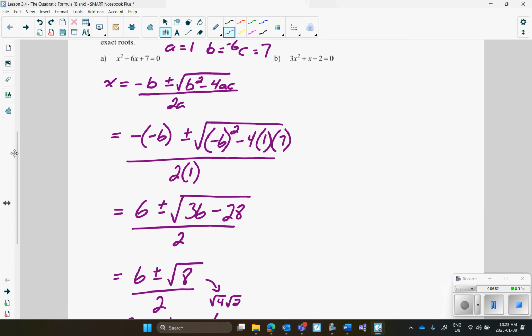Let's look at the second. We've got the formula here. So x is equal to negative b. What's b? 1. Plus or minus the square root of b, which is positive 1. I don't need parentheses if it's positive, but you can put them. It's still right. Minus 4 times a, which is? 3. Times c, which is? Negative 2. Remember, the whole thing divided by 2 times 3.